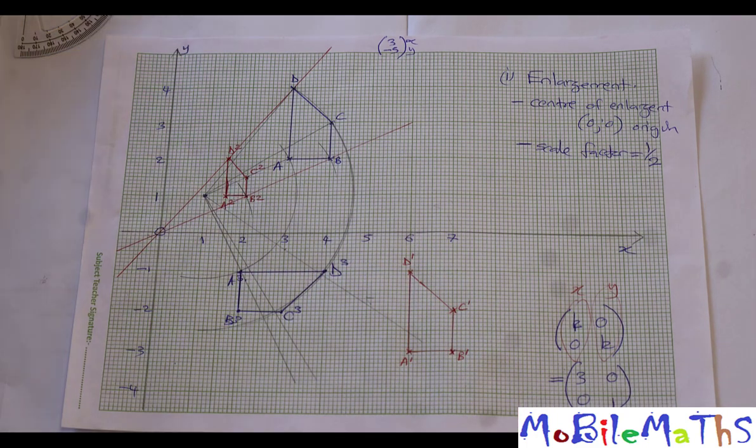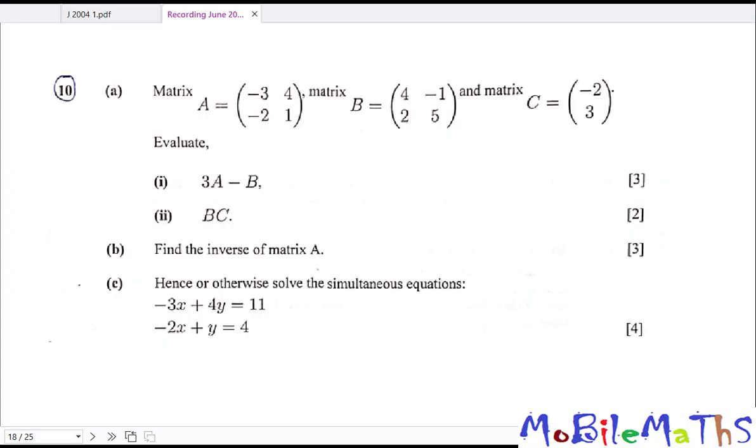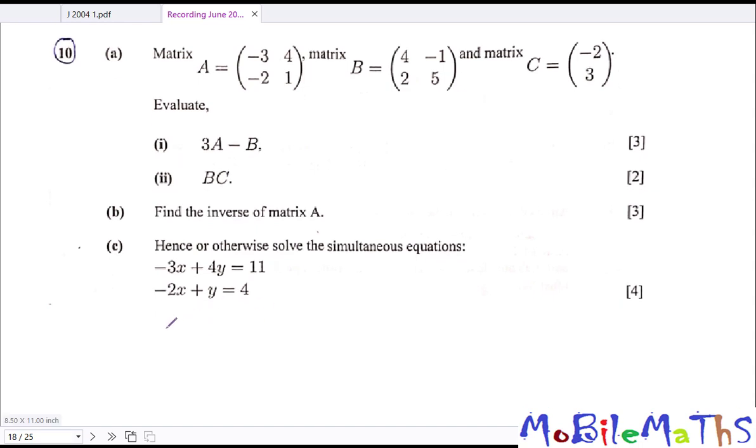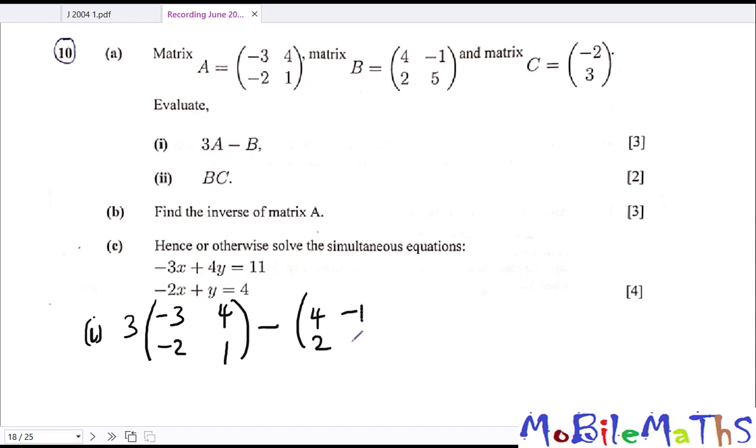Okay, let's move forward. Okay, on number 10, we are saying we have matrix A, B, and C. Then first of all it says find 3A minus B. So for us to do that, we rewrite our matrix. So it's going to be 3 by A, which is minus 3, minus 2, 4 and 1, then minus B, which is 4, 2, minus 1 and 5.